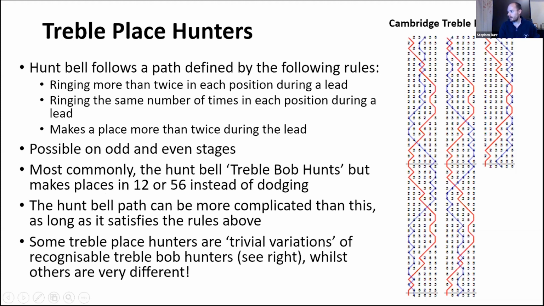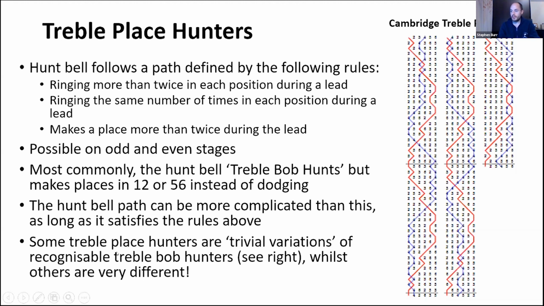The hunt bell path can be more complicated than this, so that there are some methods where we have dodge, lead, dodge on the front, but then the hunt bell goes all the way out to the back, makes a place, comes back into thirds and makes a place, and then goes back out again. Those sorts of things are possible. And if you have a look at some of the treble place hunters, then you'll see these slightly more complicated hunt bell paths.